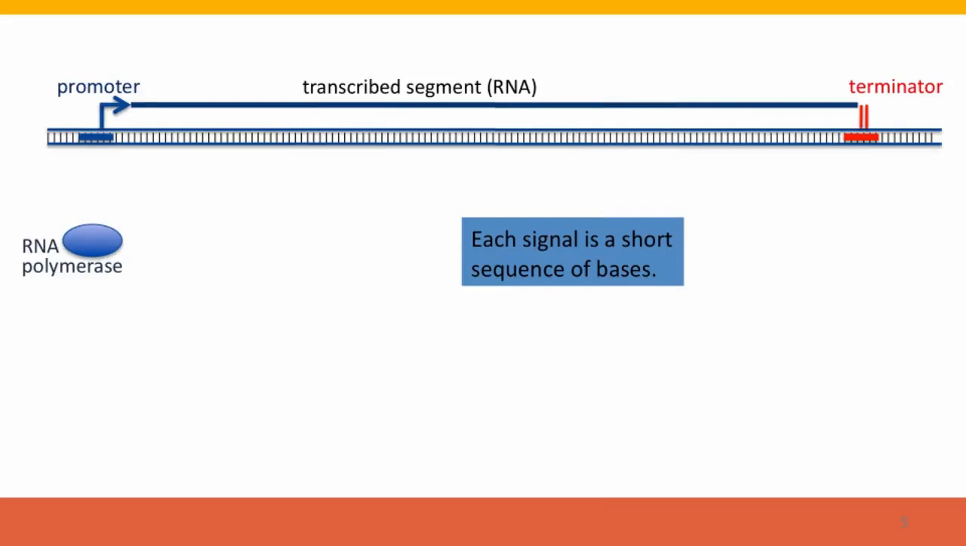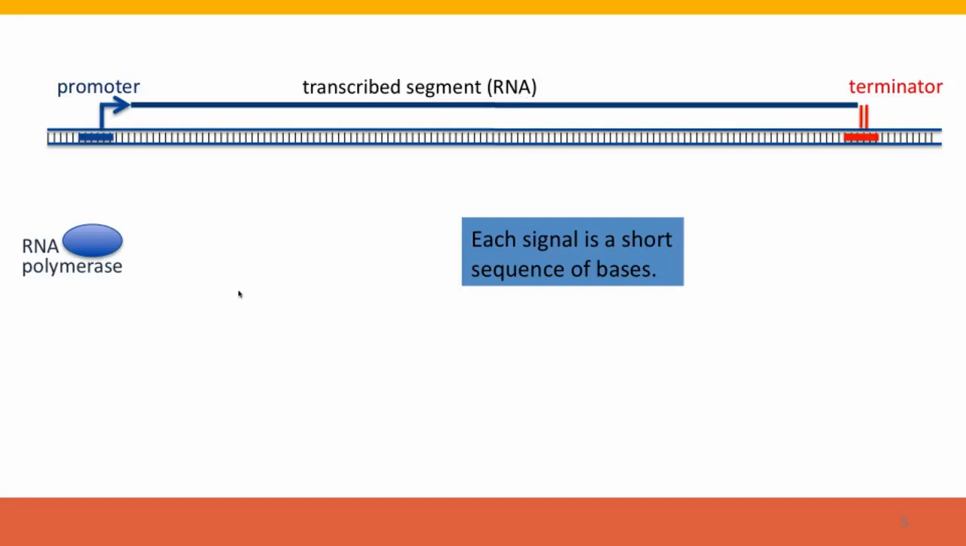Now, here's a diagram to give you some sense of how these regulatory signal sequences act. Each of these signals is a short sequence of bases. And in this diagram, again, using what we said about representation, you'll see two lines representing double-stranded DNA with the crosshatch marks to help remind us that these two lines represent DNA. This oval represents RNA polymerase. That's the enzyme that's going to carry out transcription. That is, it's going to synthesize the RNA using a DNA template.